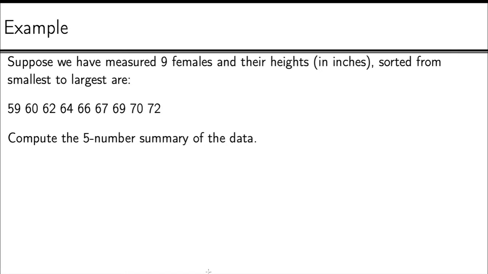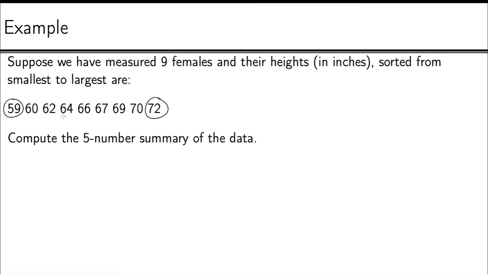Let's go ahead and compute the 5-number summary for this data. We have measured 9 females and their heights in inches. So from smallest to largest are these here. So our 5-number summary, we need, of course, the minimum and the maximum. Those are the absolute easiest to get. There's our minimum and our maximum. We also need the median.